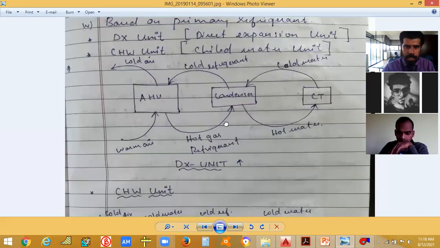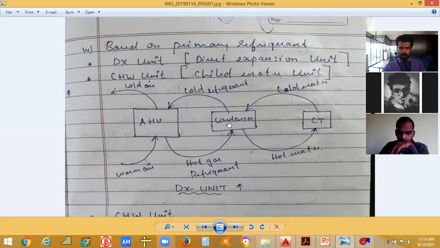Now just see the chilled water unit and the direct expansion unit. In this DX unit, I will just teach you this, then I will show you the graphs also. If you don't understand this, you won't be able to know it. Just listen and then you write it.